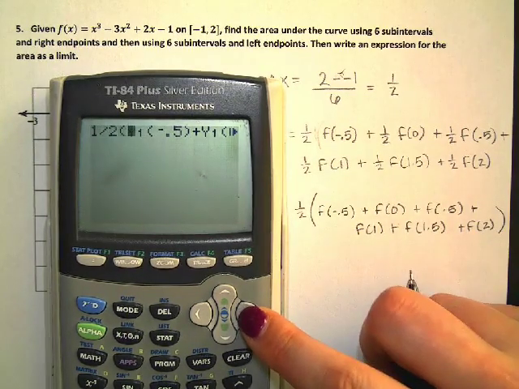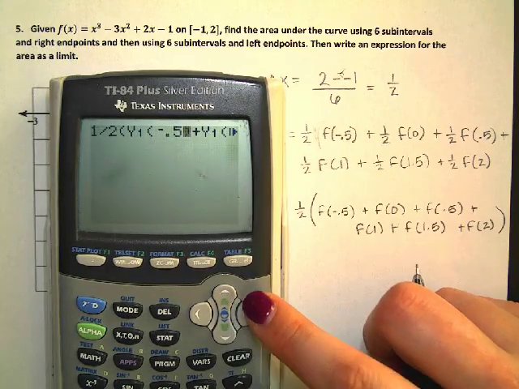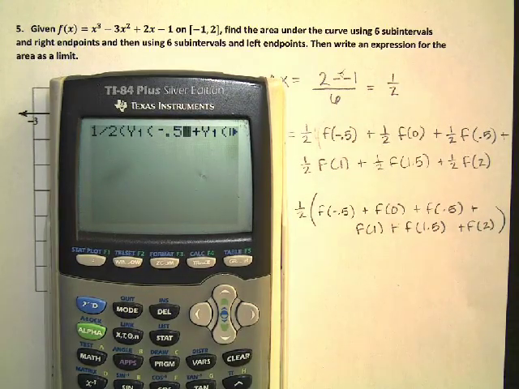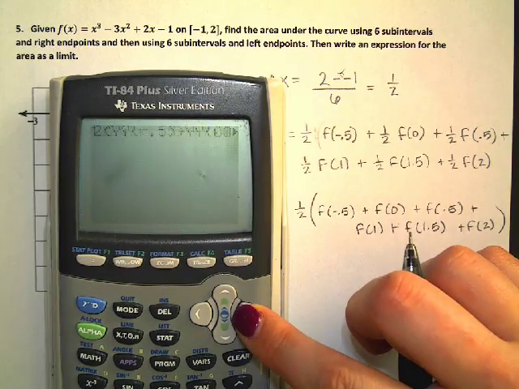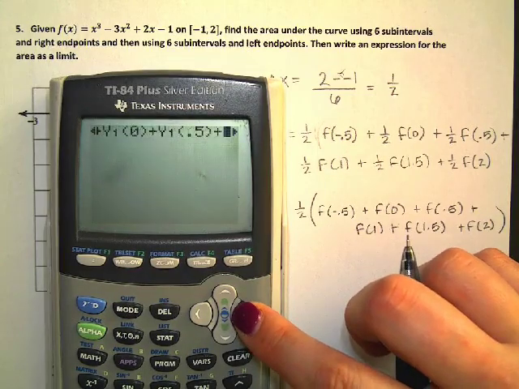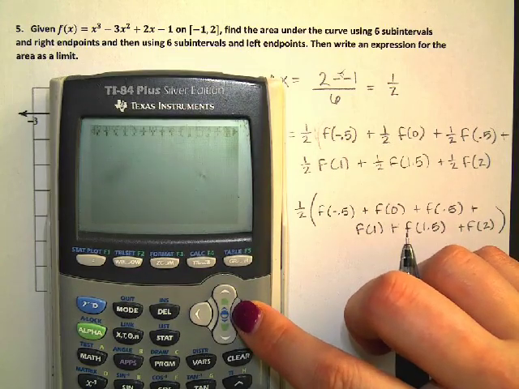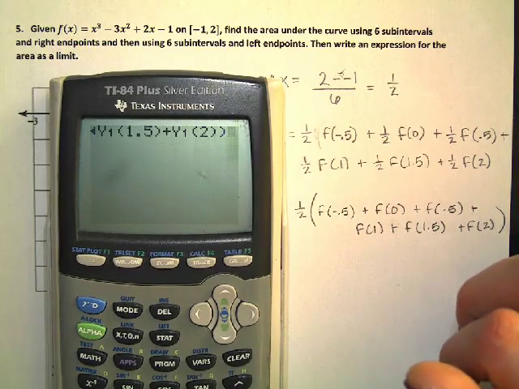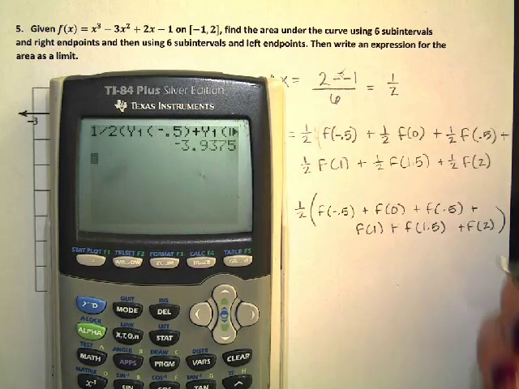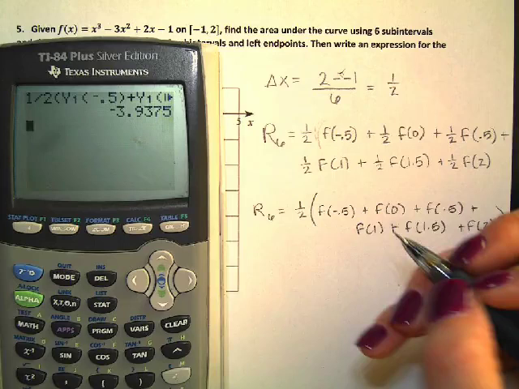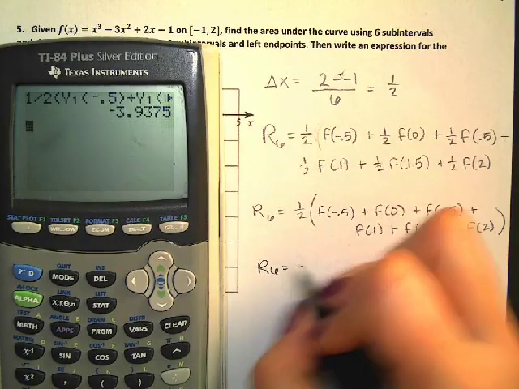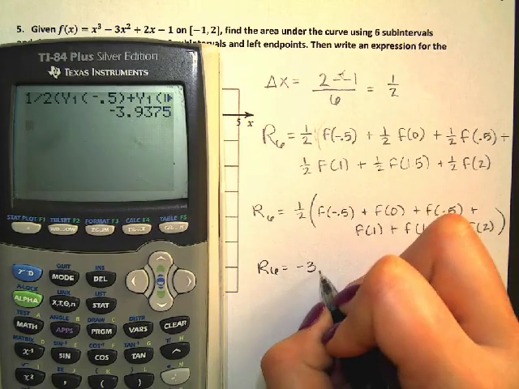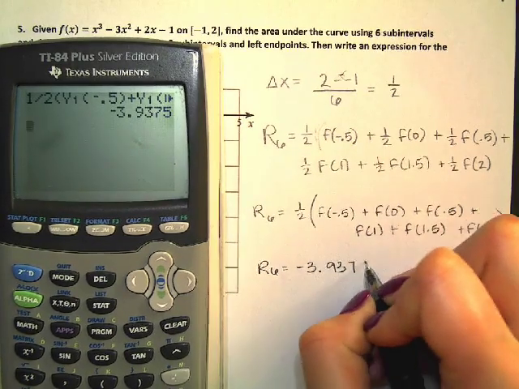And be careful, because if you miss a parenthesis, then you're not going to have it. So it has to be y1 and then the parentheses around the number, not just times negative 0.5. It has to be of negative 0.5, of 0, of 0.5, of 1, of 1.5, of 2. So just double check, make sure you got your parentheses in there. All right, and then what do we have? 1.9375. So the right endpoint Riemann sum is negative 3.9375.